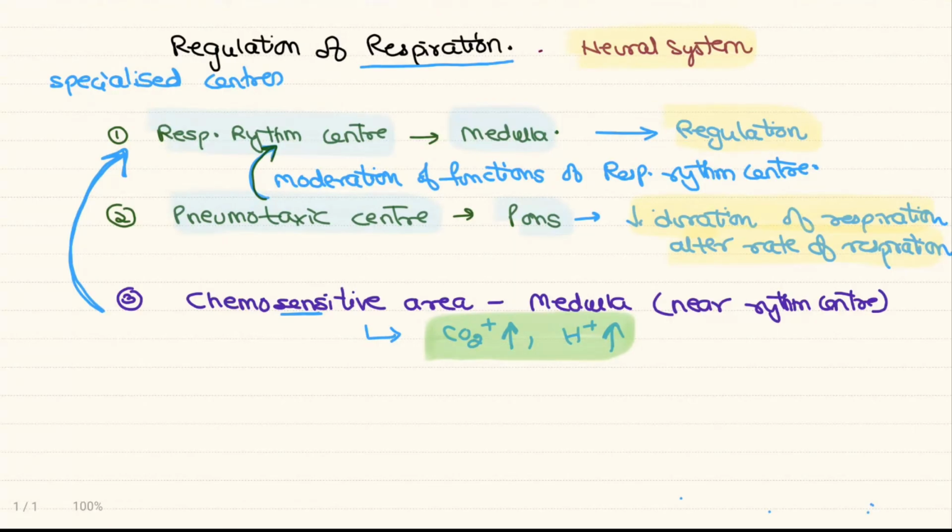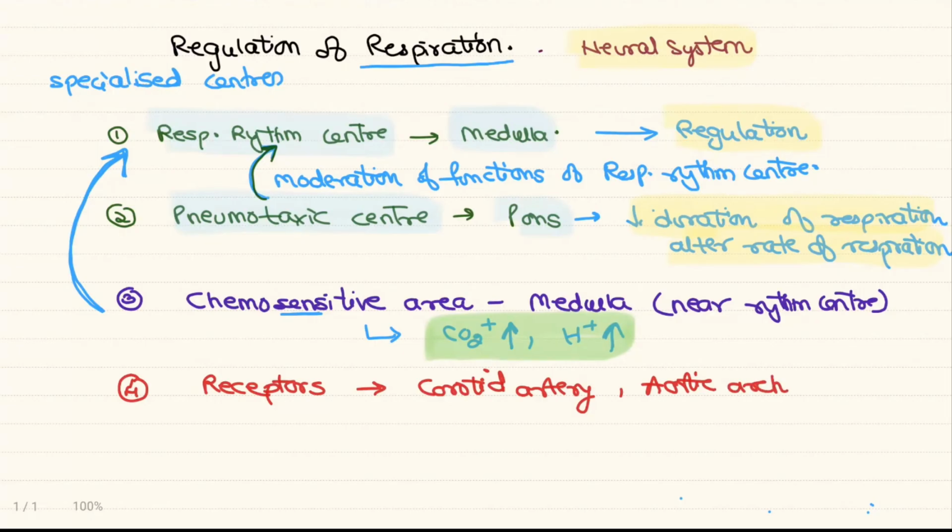And the other specialized centers are the chemoreceptors. These receptors are present on the larger blood vessels like the carotid artery, which enters into the brain, and the aortic arch coming out of the heart region. So on the surface of these two, we can find a special type of receptors, and they're also very sensitive to carbon dioxide and H+. Any increase in the concentration of these two substances is immediately sent to the respiratory rhythm center. Based upon this, the rhythm center will make the necessary adjustments.